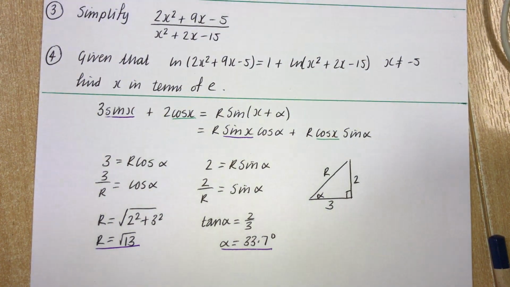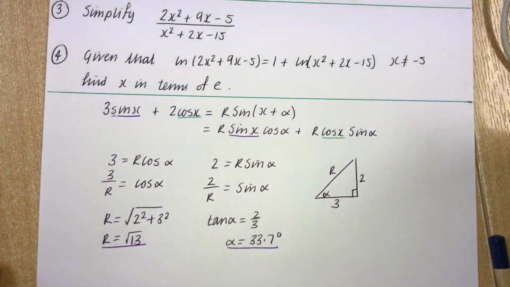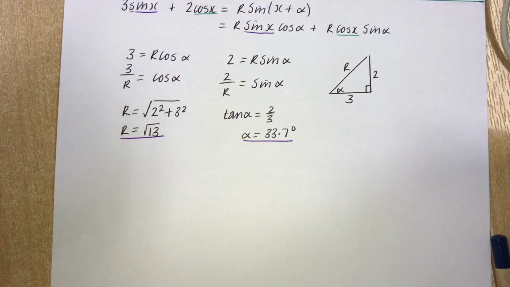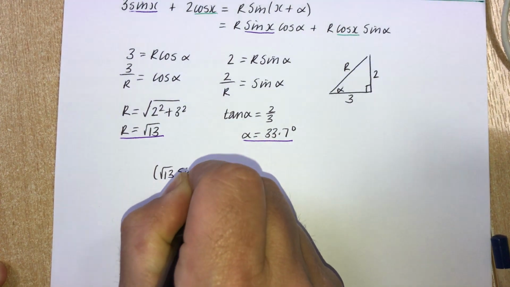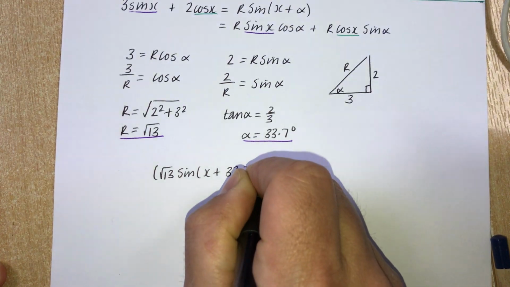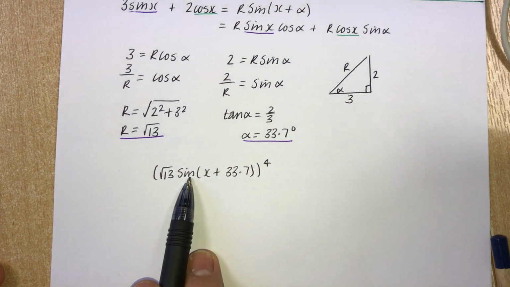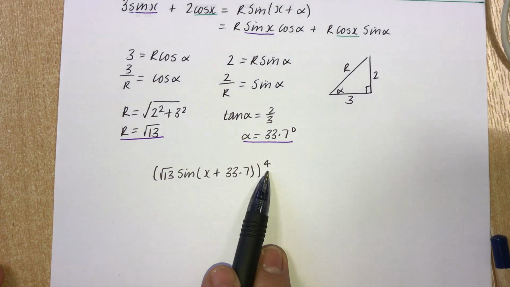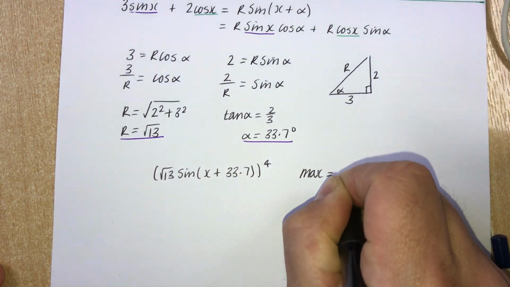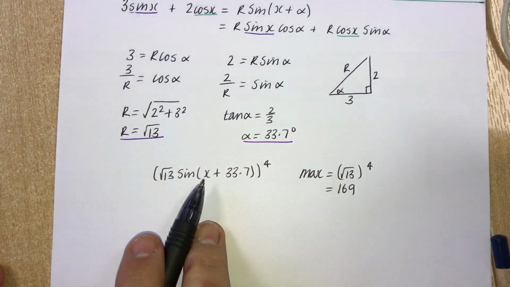There's r, there's alpha. Question number 2, find the greatest value of this, to the power of 4, and the corresponding values of x. So root 13 sin(x plus 33.7 degrees) to the power of 4. What's the greatest this can be? For sine, we know the maximum is 1, times root 13 gives us a maximum of root 13, and that's taken to the power of 4. So the maximum value will be root 13 to the power of 4, which will be 169. And then we need to find x values for which this will occur.